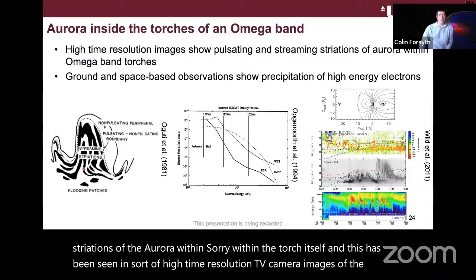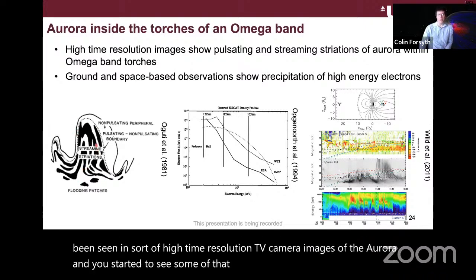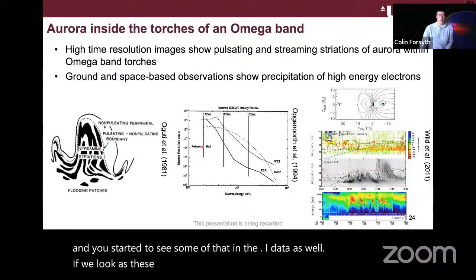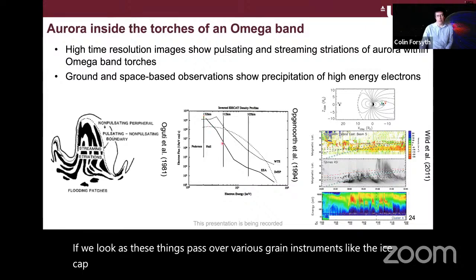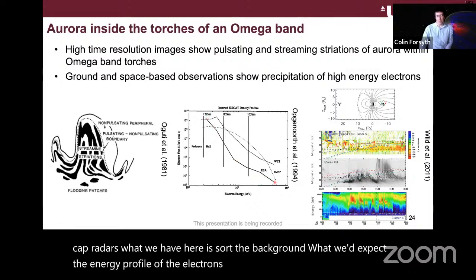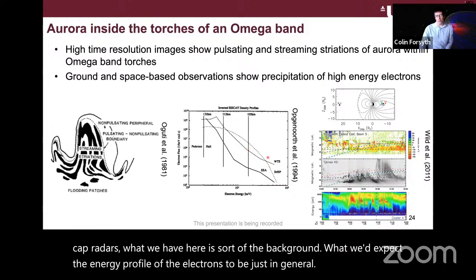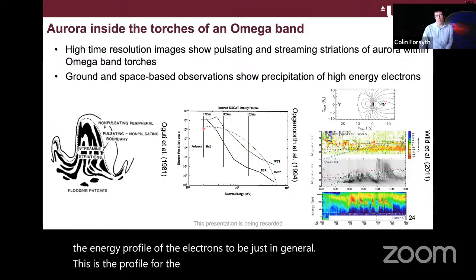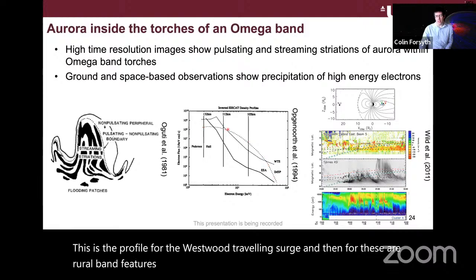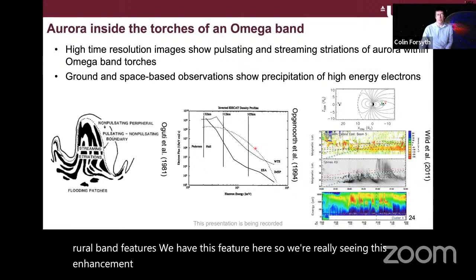And you started to see some of that in the ASI data as well. If we look as these things pass over various ground instruments like the ISCAT radars, what we have here is the background, what we expect the energy profile of the electrons to be just in general. This is the profile for the westward traveling surge. And then for these auroral band features, we have this feature here. So we're really seeing this enhancement in high energy electrons coming down.